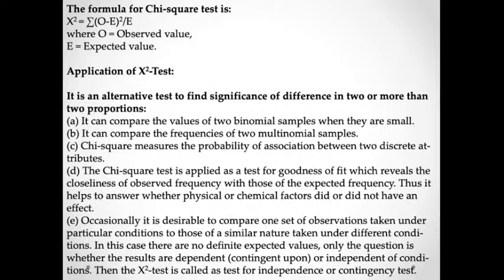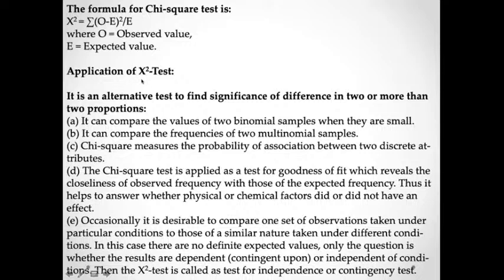The formula for the chi-square test is the summation of observed minus expected, whole squared, divided by the expected values. So O is the observed value, E is your expected value, and that's how you calculate your chi-square value.